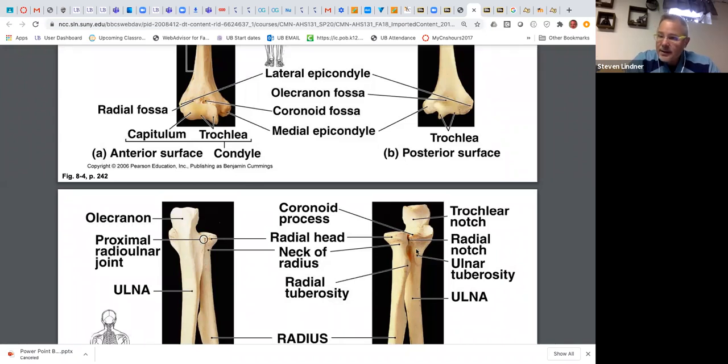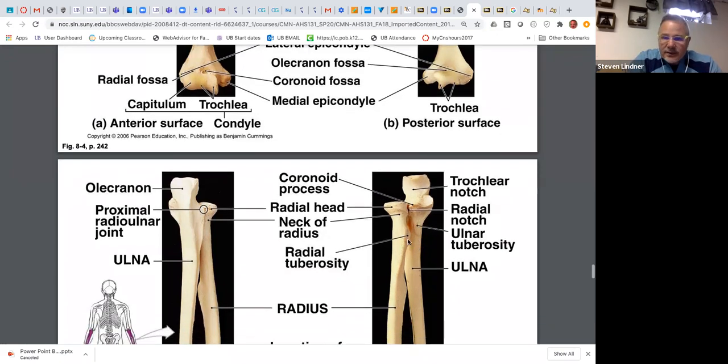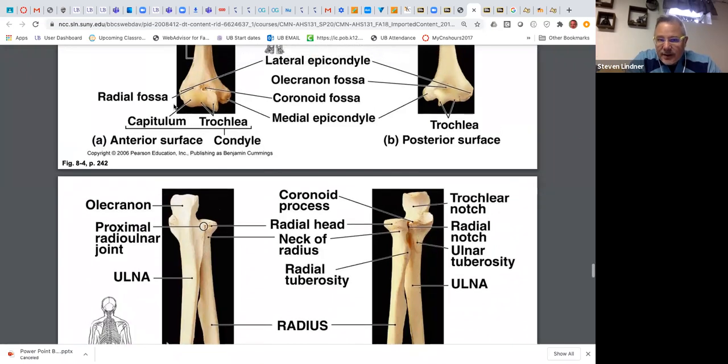So the radial notch is on the ulna. Now there will be an ulnar notch, which is on the radius, but they're at opposite ends of the bone. Okay, so head of the radius articulates with the capitulum. Trochlear notch articulates with the trochlea. Trochlea means spool. If you have a parent or a grandparent that sews, if you look at the sewing kit, you'll see that the thread is on a spool. That's what trochlea actually interprets in terminology, spool, like spool of thread.